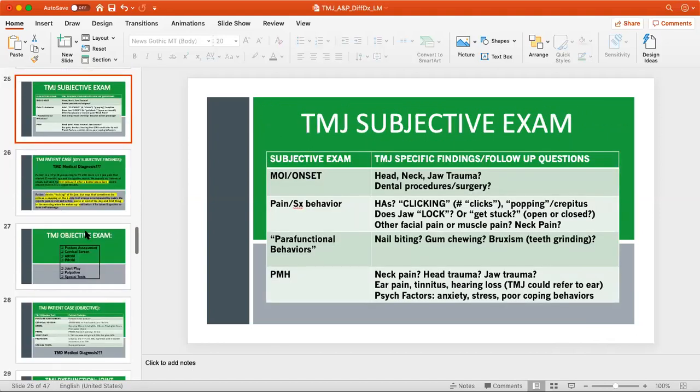All right, so what are some components of your TMJ subjective exam? Well, you want to know about mechanism and onset, and specifically for individuals with jaw pain, there could be head, neck, or jaw trauma, so you want to ask about that. Dental procedures or surgery could be predisposing factors that are important, so you want to ask about those sorts of things. Pain and symptom behavior specific to the TMJ: you always want to ask about headaches because of the proximity to head and neck, and because some of these muscles of mastication can cause cervicogenic or TMJ related headaches.